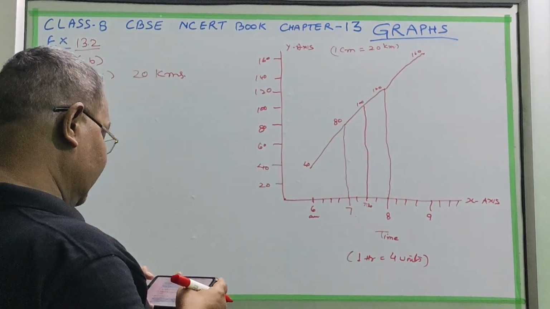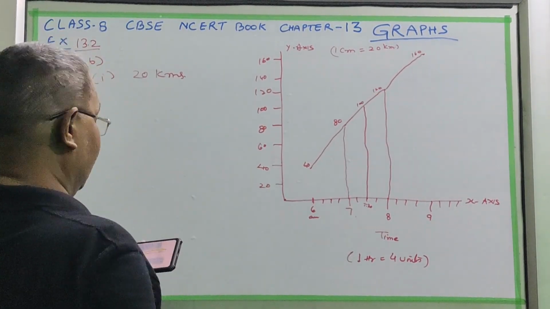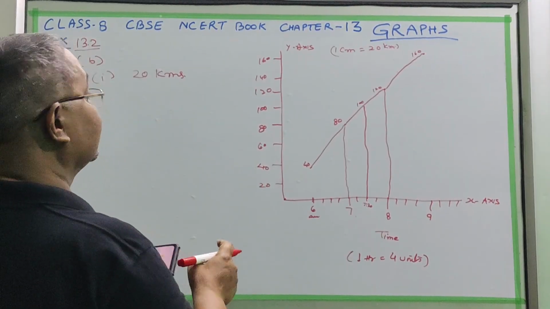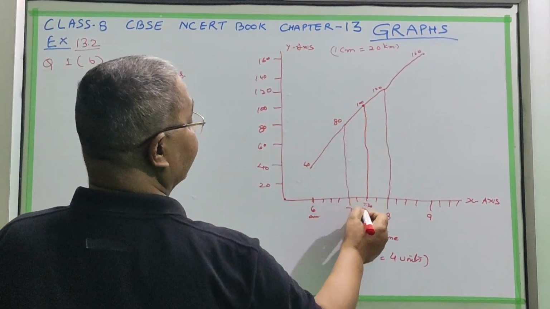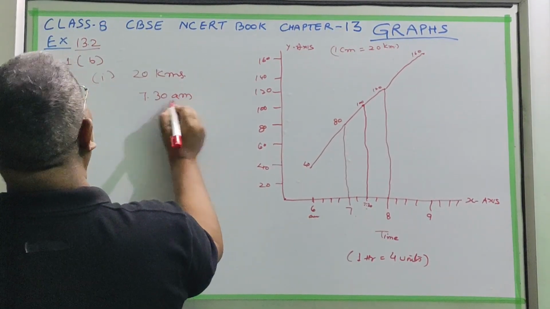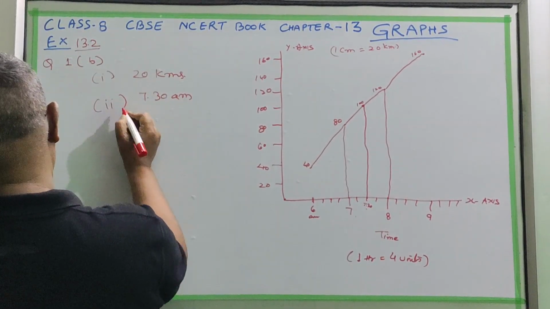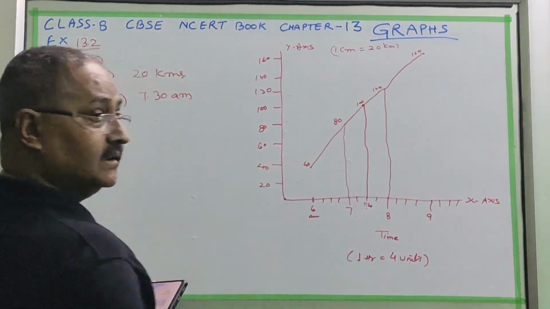Then what was the time when the car covered a distance of 100 kilometers since start? From start, 100 kilometers he has covered at 7:30 a.m. These two questions they were asking, and both the answers are the same.